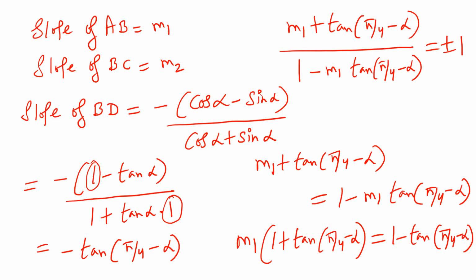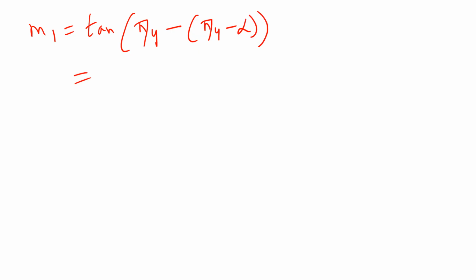Now we move further. Now students, we know that (1 - tan theta)/(1 + tan theta) can be written as tan(pi/4 - theta). So that means M1 becomes tan(pi/4 - (pi/4 - alpha)). So now this becomes just tan alpha.